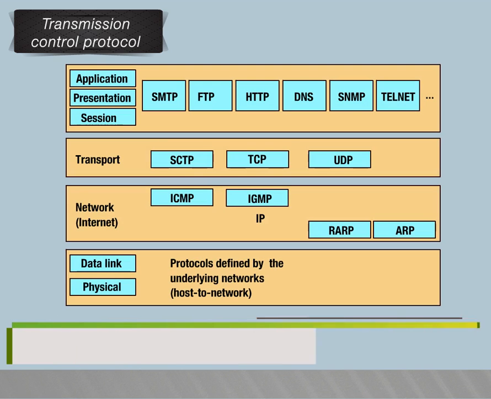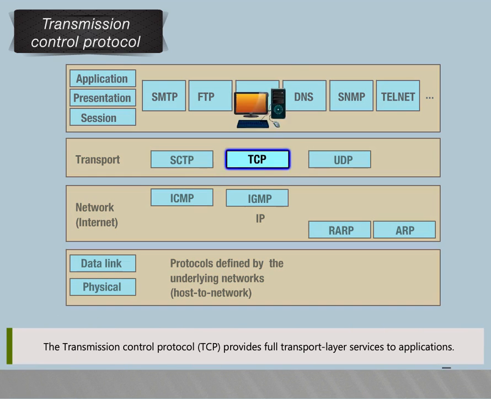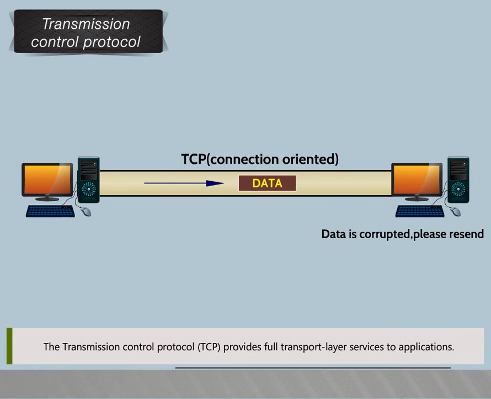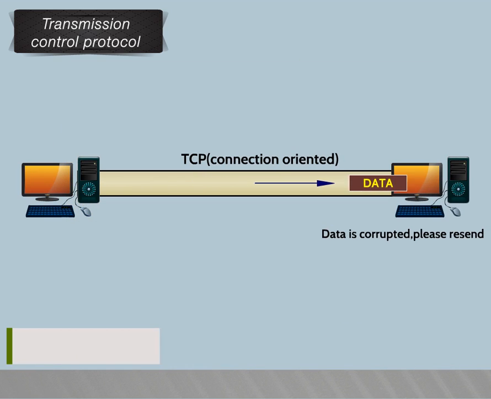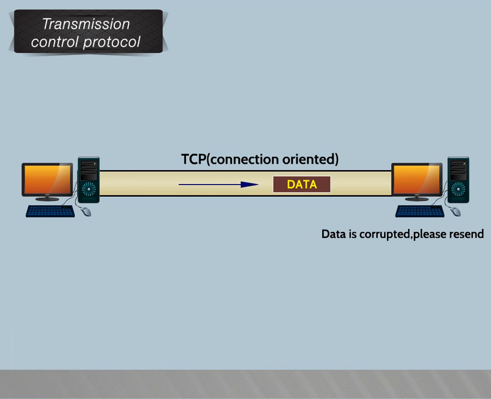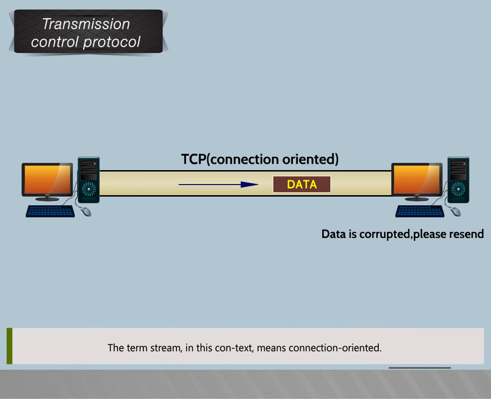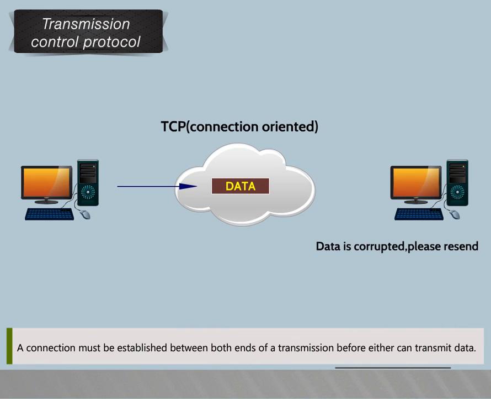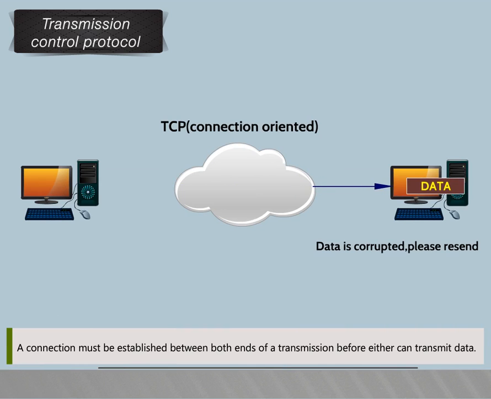Transmission Control Protocol. The Transmission Control Protocol (TCP) provides full transport layer services to applications. TCP is a reliable stream transport protocol. The term stream in this context means connection-oriented. A connection must be established between both ends of a transmission before either can transmit data.